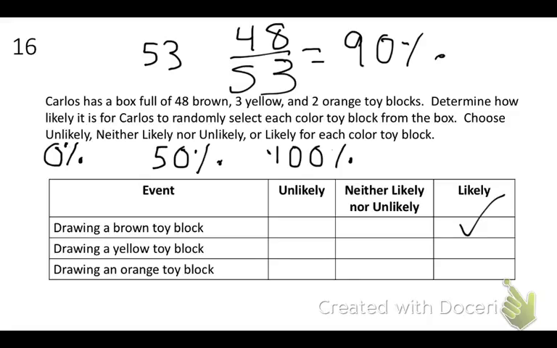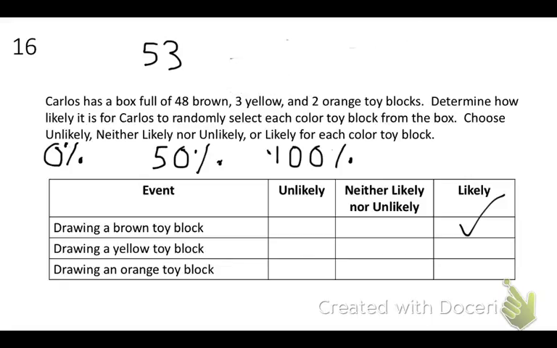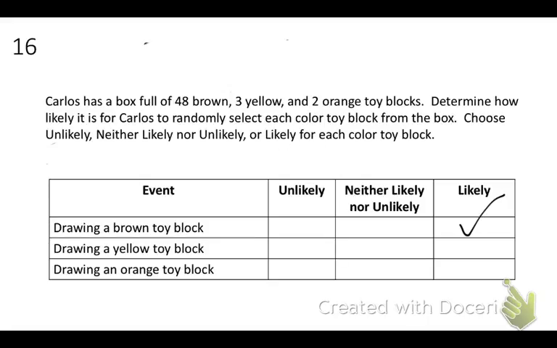All right, if I look at 3 yellow or even 2 orange blocks, there is not a very high probability that they're going to select a yellow or orange because there's only 3 or 2. So therefore, I would say both of those are very unlikely choices.